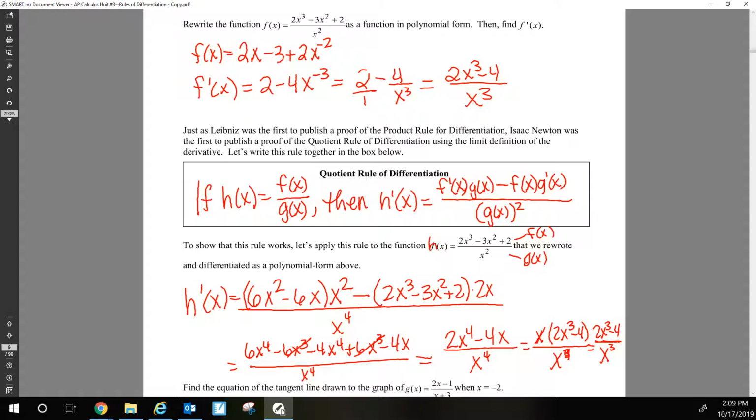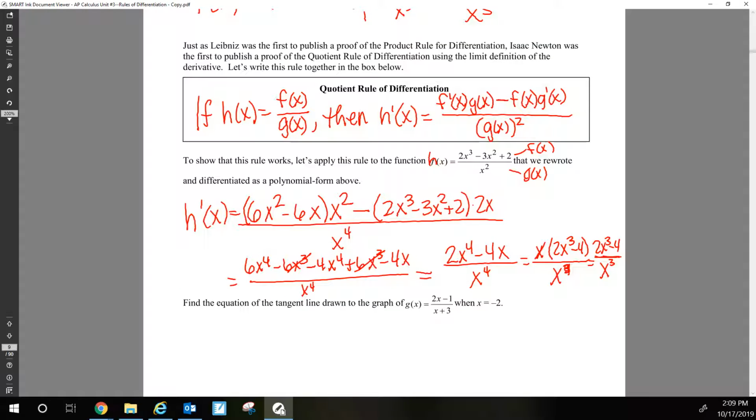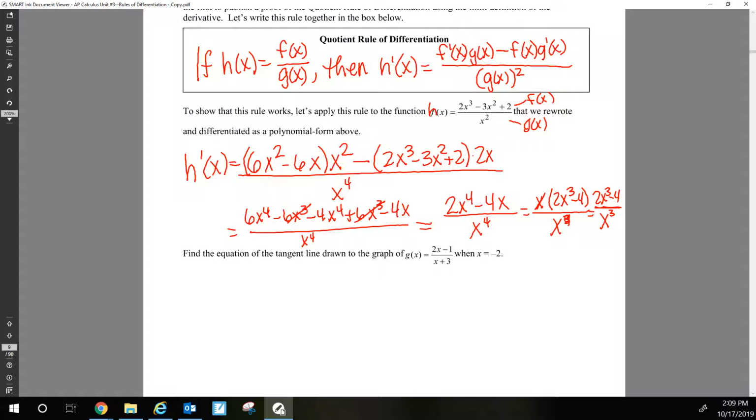In this case, I think it's a little easier to do it the first way than the second way. Quotient rule tends to be a little bit more cumbersome than maybe say product rule. But we're going to get to some functions that have cosine or sine in them, and we're not able to use the power rule. We're going to have to use the quotient rule in order to differentiate them. All right.